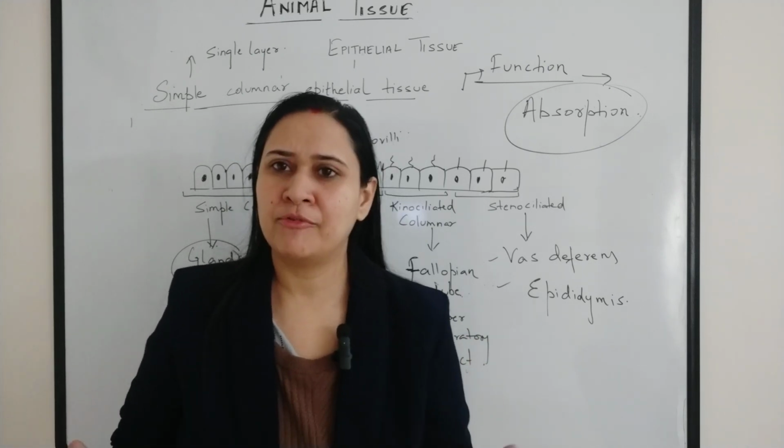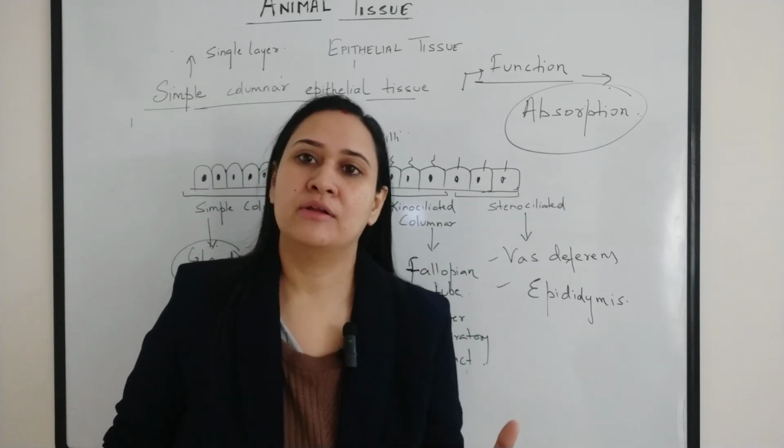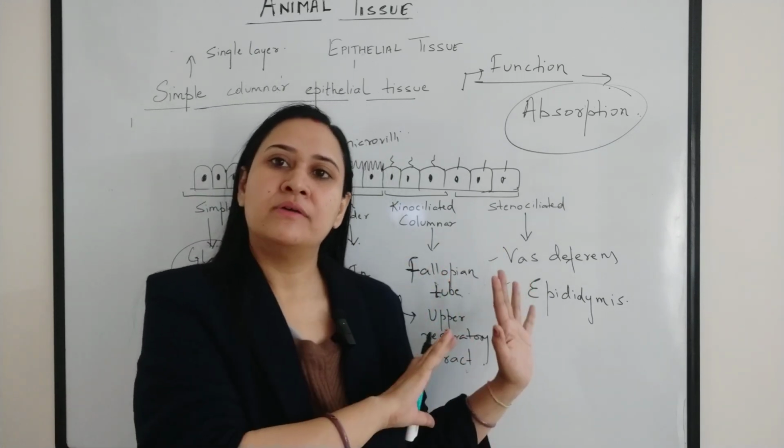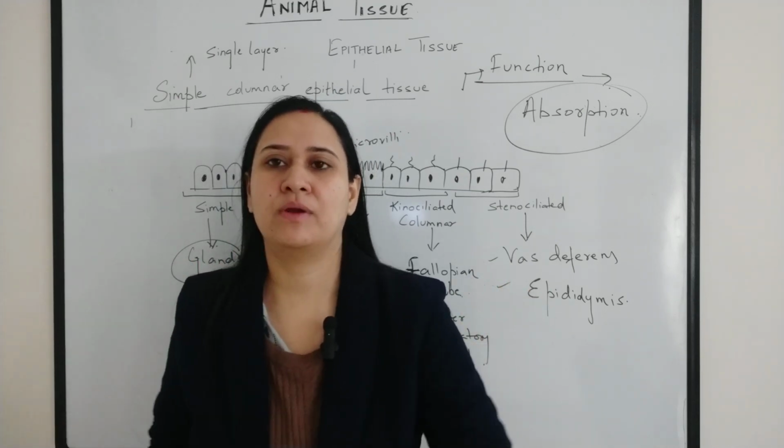Now, there are two types of epithelial tissue still left, which are pseudostratified epithelial tissue and glandular. Because ciliated, we have already covered with these types of epithelial tissue. The rest we will be covering in the subsequent video.